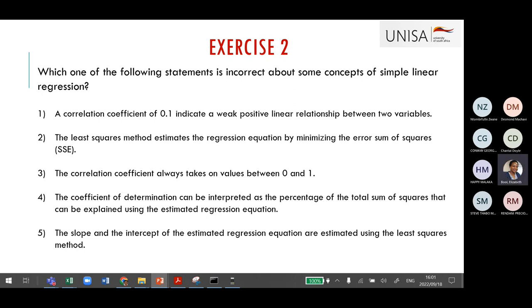Okay. So which one of the following statements is incorrect? Number one. A correlation coefficient of 0.1 indicates a weak positive relationship between two variables. Number two, the least square method estimate, which is your regression line or the regression equation, by minimizing the errors of your sum square SSE. Number three, the coefficient of correlation, or the correlation coefficient, always takes the value between 0 and 1.